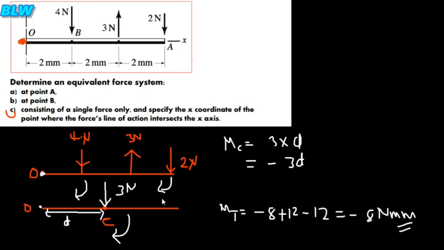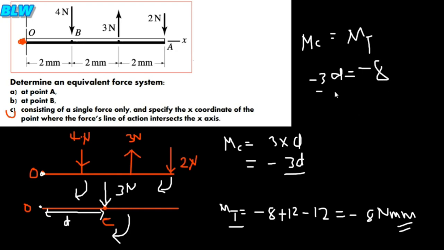And we know that this force here equals all this force here. So if that's the case, then the moment of all these forces here from point O will be equal to the moment of just this force from point O. So that means this moment here should be equal to this moment here. So that will be MC should be equal to MT. So if that's the case, I know MC to be -3D, and I know MT to be -8.